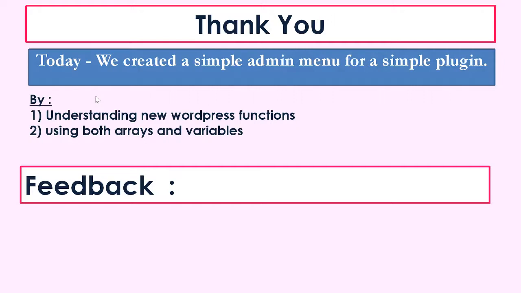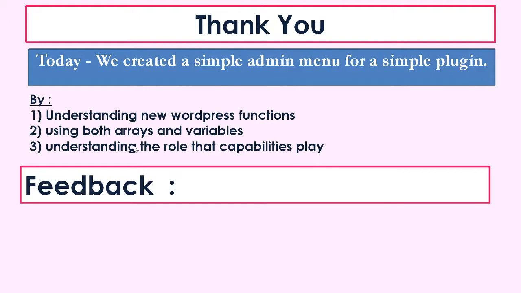We did this by using both arrays and variables. So an array is multiple values and a variable is a single value. So in our filter, when we used that add filter function to add our links, we got an array back and we had to add a value onto an array by using the array push. And understanding the role that capabilities play. So I hope we understand that sometimes we have to grant a WordPress function the ability to do something in WordPress. Otherwise, it won't be able to do it.